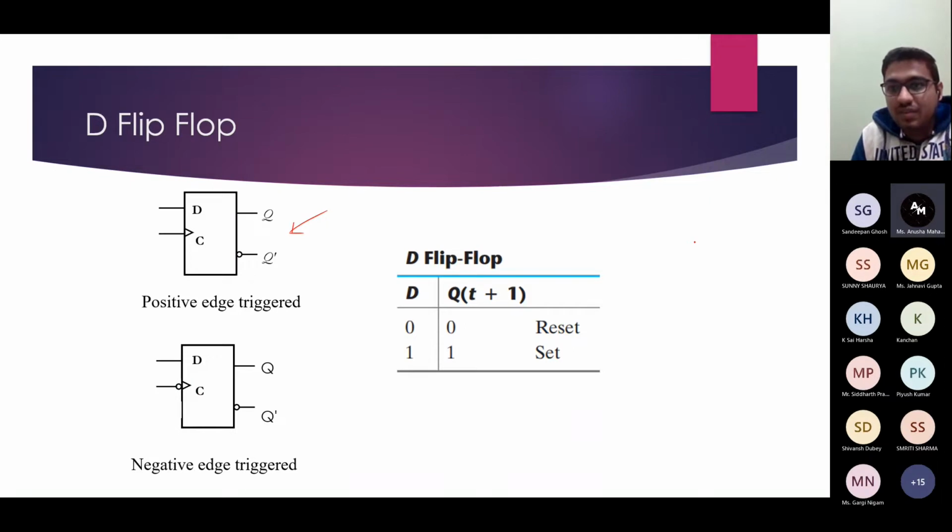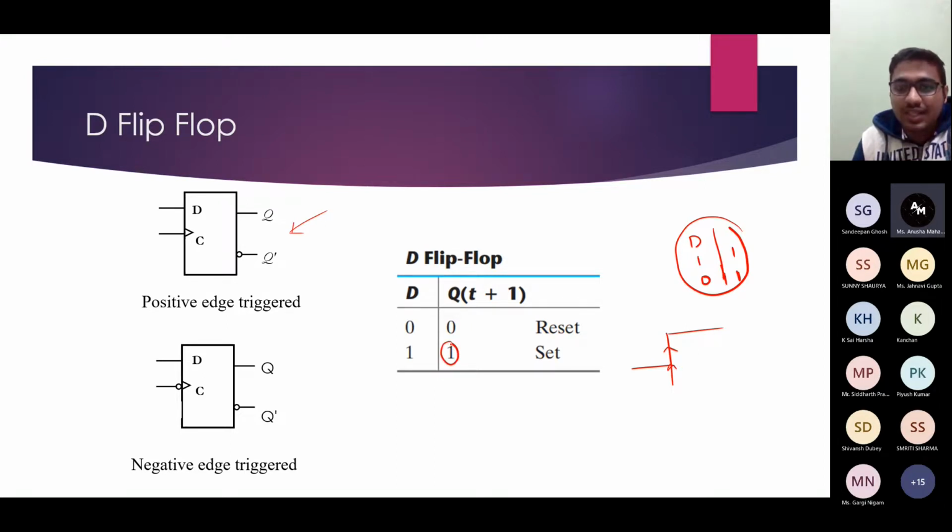If you remember the D latch, when D is 1, output is 1, and when D is 0, output is 0. This is called a transparent latch because the input is just reflected on the output side. Here it is the same thing. At the active edge, if D is 1, then output is going to be 1, that is a steady state. And if at this edge D is 0, then output is going to be 0.